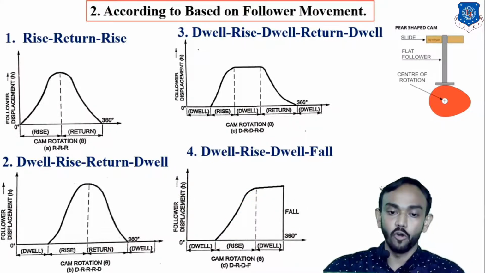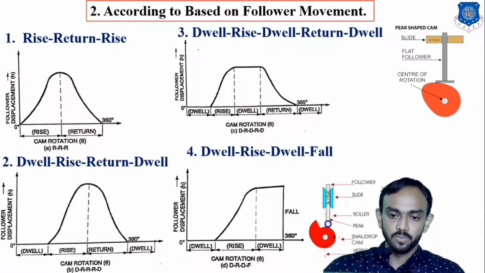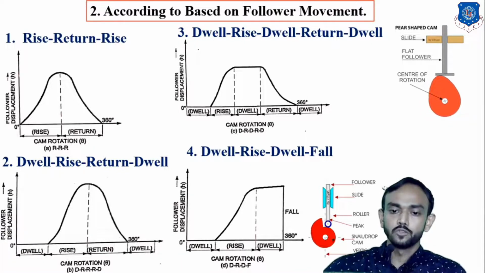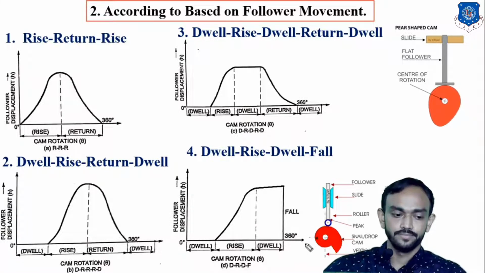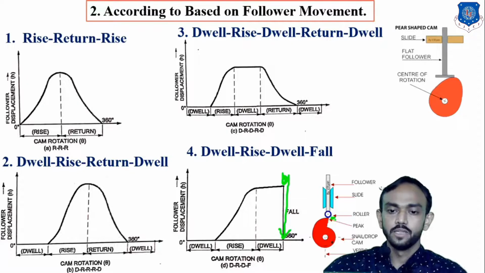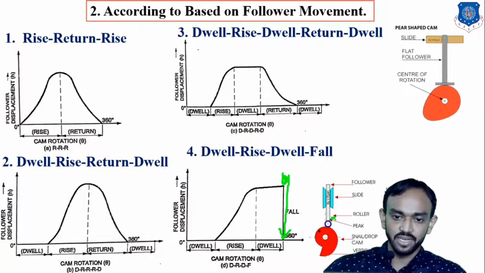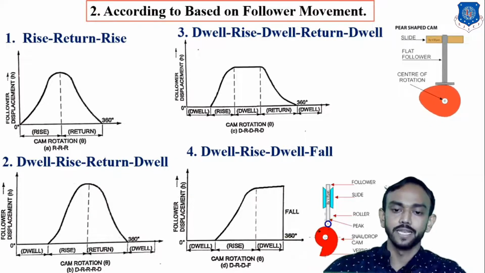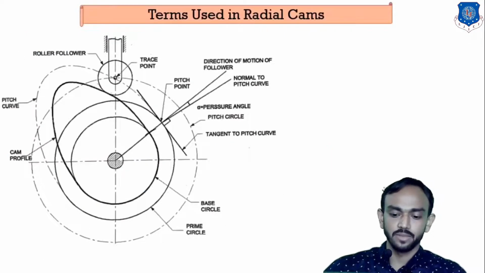How will this be possible? Fall means a larger displacement at an instant, with no rotation considered. So you can see here, when the follower moves up to this point, after that we consider that the cam is not rotated at that instant and the follower moves downward very instantly. So that's why it is considered a fall, and after that dwell, rise. So these are the types of motion of a follower.